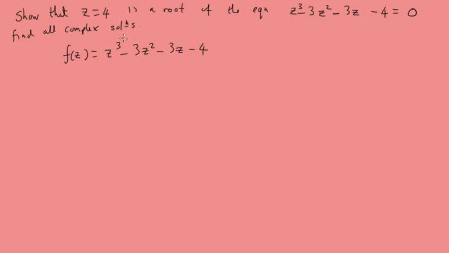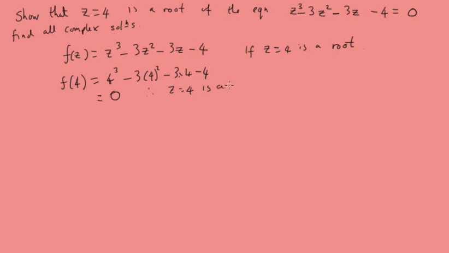Now, if z equals 4 is a root, then f of 4 is going to be 4 cubed minus 3 times 4 squared minus 3 times 4 minus 4. So if this is a root, this should now equal 0. If you put this into your calculator, you will indeed find that it all works out at 0. Therefore, z equals 4 is a root.